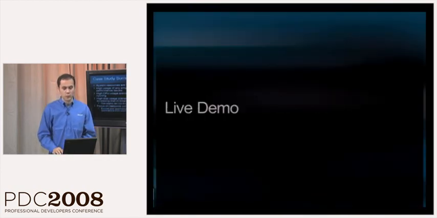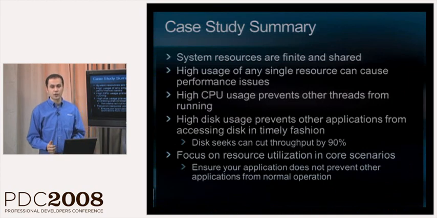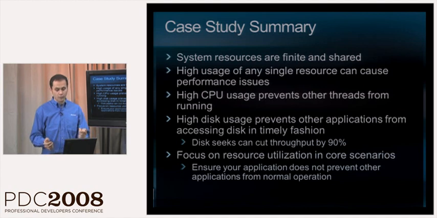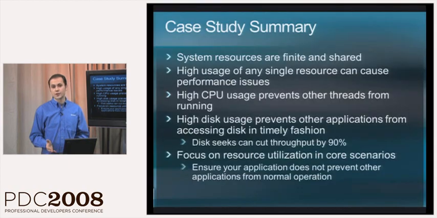And just quickly reiterate on the case study that we've seen. System resources are a finite and shared resource. You cannot assume that you're the only person or the only component on the system that's using them. You have to play nicely and actually use them only when you absolutely have to. High usage of any single resource is going to invariably cause performance issues. There's just no way around it. Unless you're a dedicated box and the only thing that you're doing is running your code, you will have to deal with performance issues when you're using single shared resources.